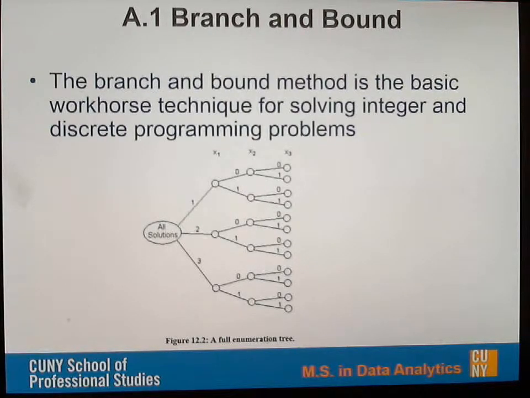Branch and bound is one of the methods for solving integer and discrete programming problems. Essentially, each variable could be 0 or 1, and the second variable could also be 0 or 1. This is a full enumeration tree. But in reality, we don't need to enumerate all the possibilities, so we're going to go over some techniques that we can use to improve the process of solving these types of problems.